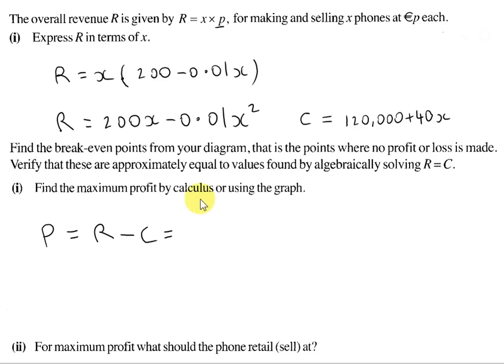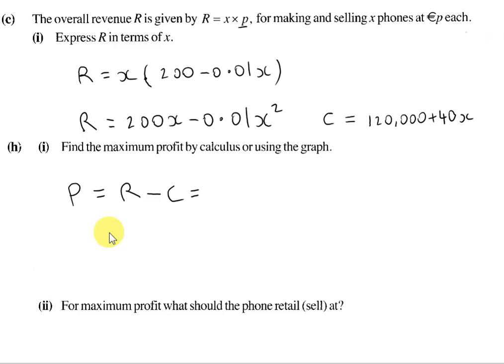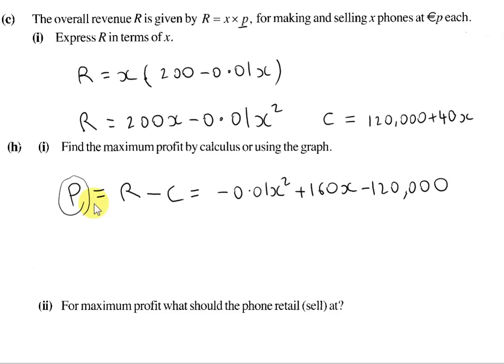Find the maximum profit by using calculus or the graph. Well, P equals R minus C, so we take this expression here and subtract C. So we want to find the value of x that maximizes P. We want to find the maximum value of P, so we could use calculus. To do that, we want to see where the derivative of this is 0. So we have to solve this equation.